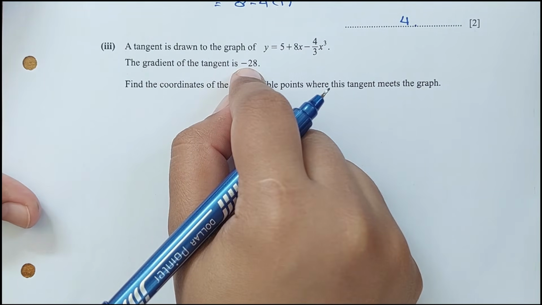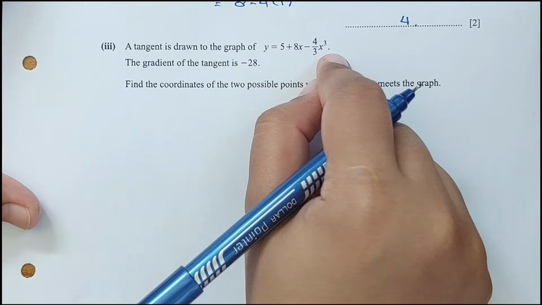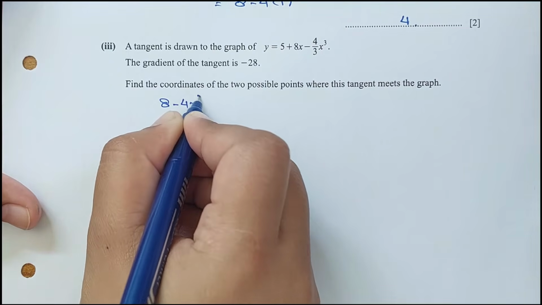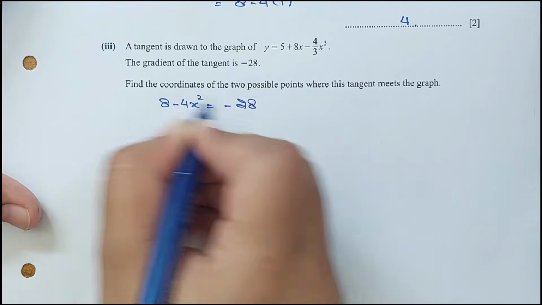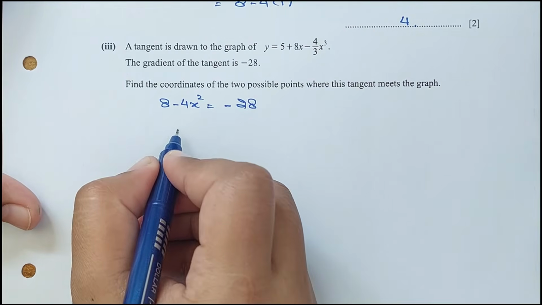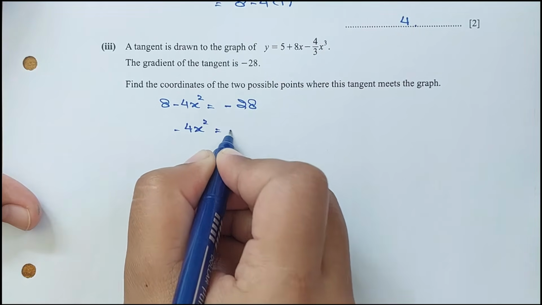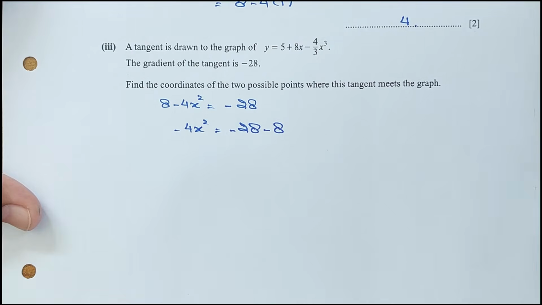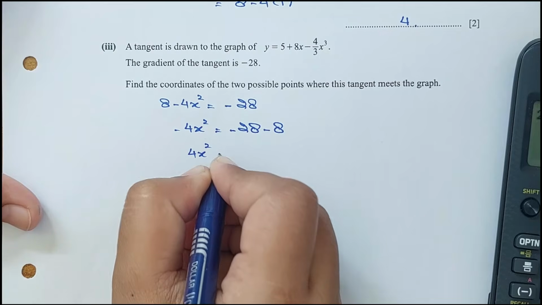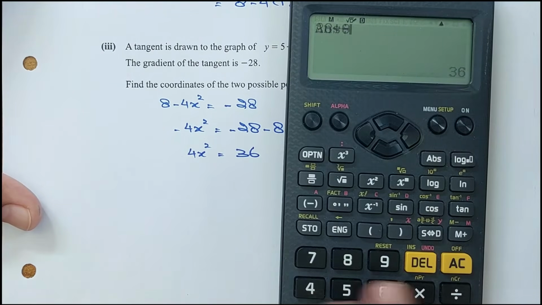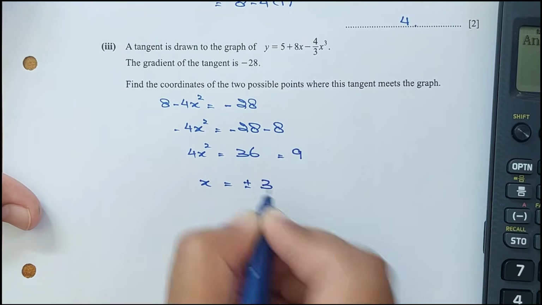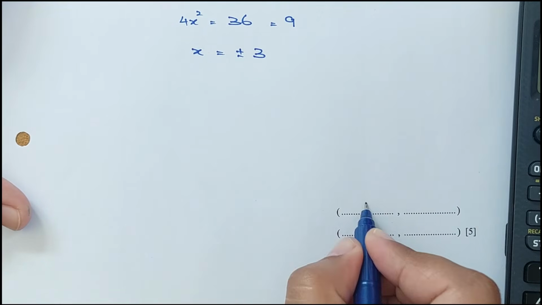Now for the third part, a tangent is drawn to the graph of y equals this. The gradient of tangent is -28. So the gradient of this curve is equal to the gradient of tangent. So the gradient of the curve is 8 minus 4x square, and this would be equal to the gradient of tangent. Find the coordinates of two possible points where the tangent meets the curve. Okay, so minus 4x square equals -28 minus 8. 28 plus 8 is 36. So 4x square equals 36. Dividing by 4, x square is equal to 9, and x is equal to plus minus 3. So the x coordinates we have are positive 3 and -3.